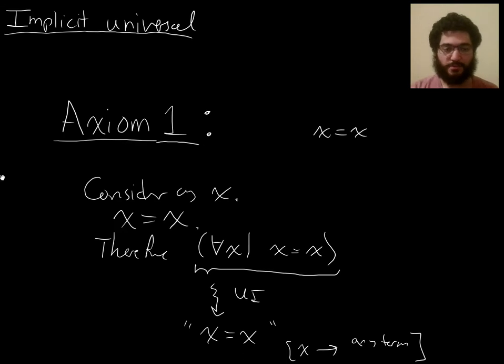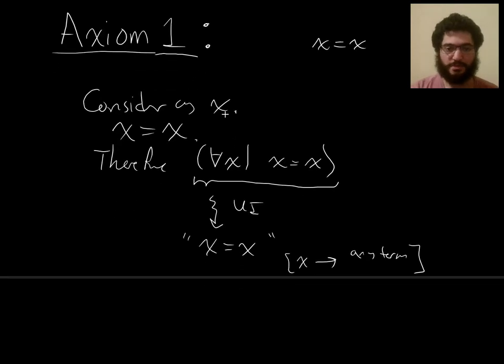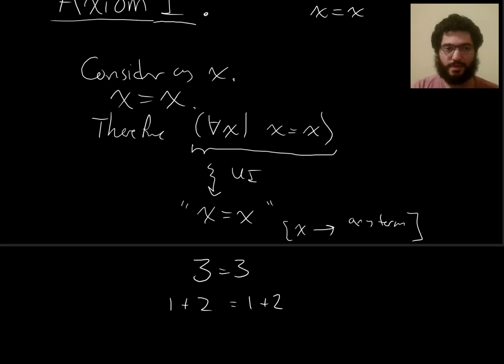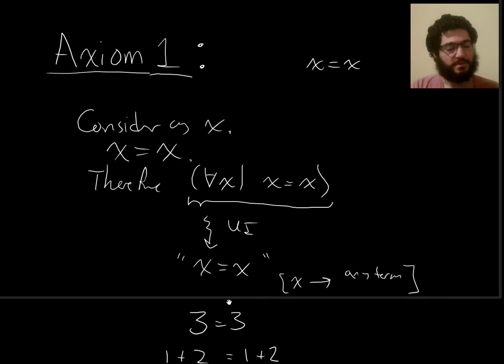So, for example, I could deduce 3 equals 3, or 1 plus 2 equals 1 plus 2, whatever plus means. So even without knowing what it means, I can deduce at least this fact about it from axiom 1.